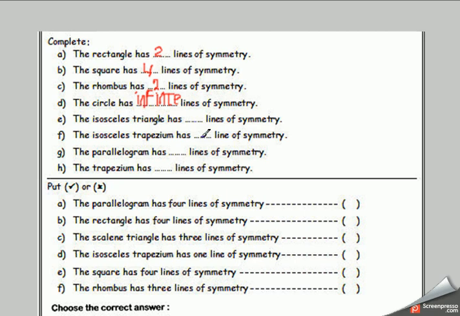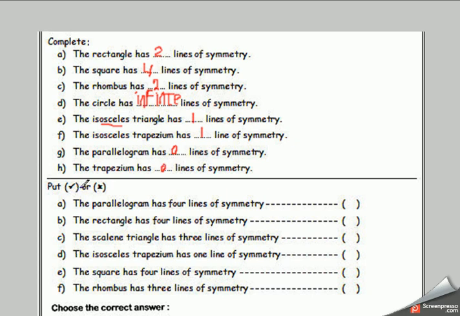The isosceles triangle has only 1 line of symmetry. The isosceles trapezium has only 1. The parallelogram has 0, because it hasn't any line of symmetry. A trapezium that is not isosceles has 0 lines of symmetry.